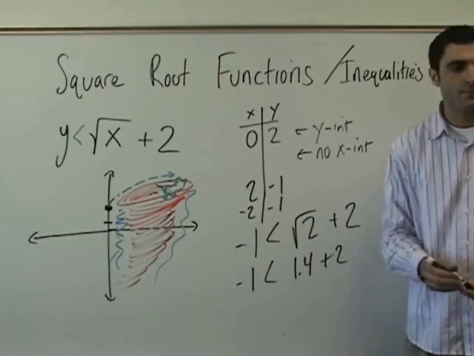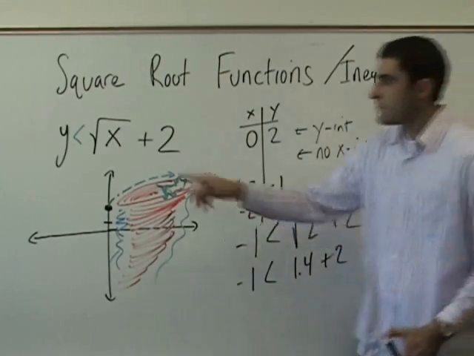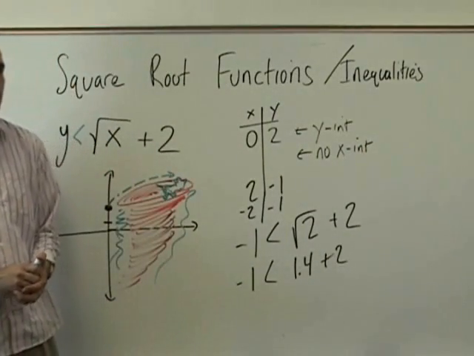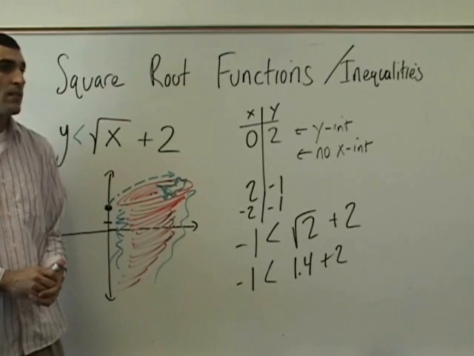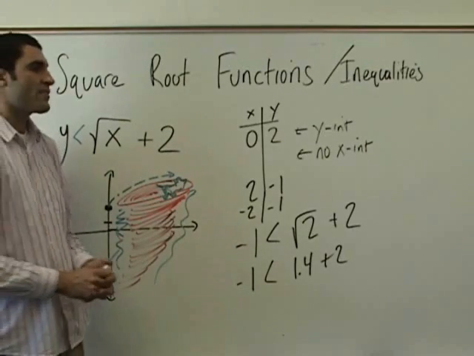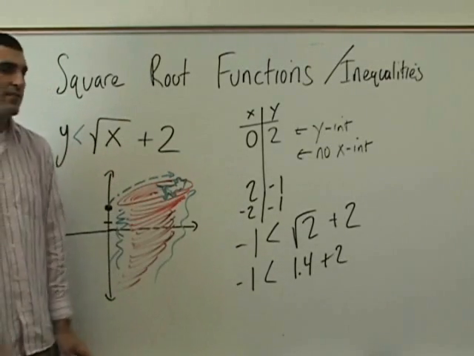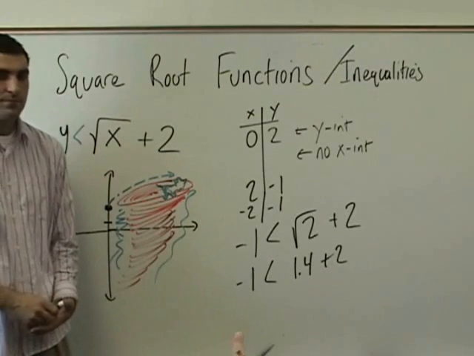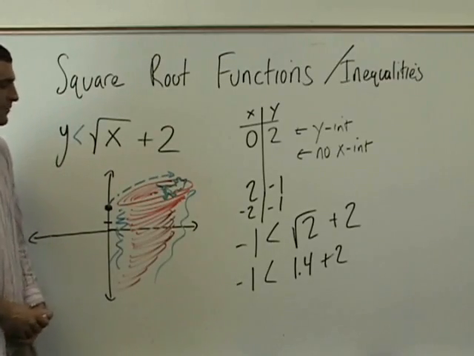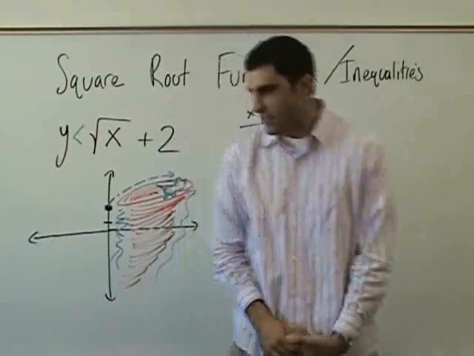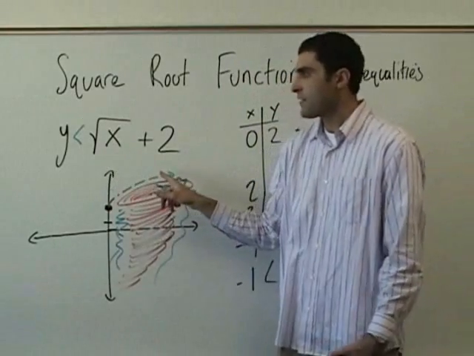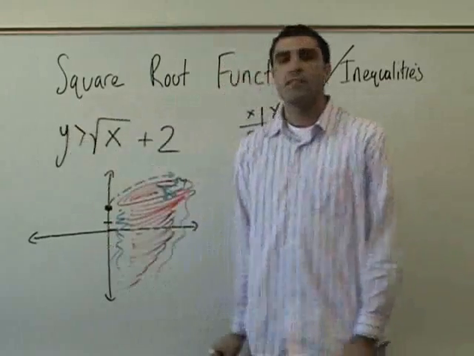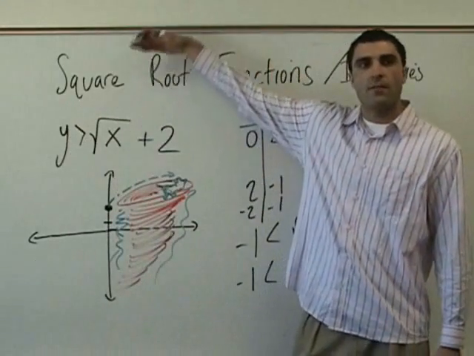Is there any way we can do that on our calculator? Sure. Graph y equals square root of x plus 2, and with the inequality, all you have to do is shade down from the graph. If it's less than, shade down. It's like an arrow, though I'm not too crazy about that because sometimes the y is over here. Let me ask you this: if it was greater than, where would you shade? Up from the graph.